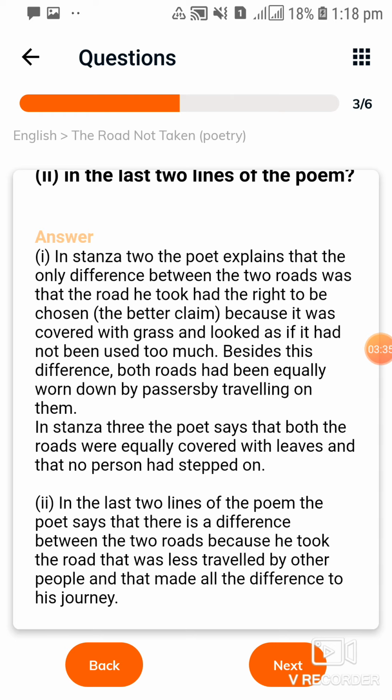In the last two lines, the poet says that there is a difference between the two roads because he took the road that was less traveled by other people, and that made all the difference to his journey.